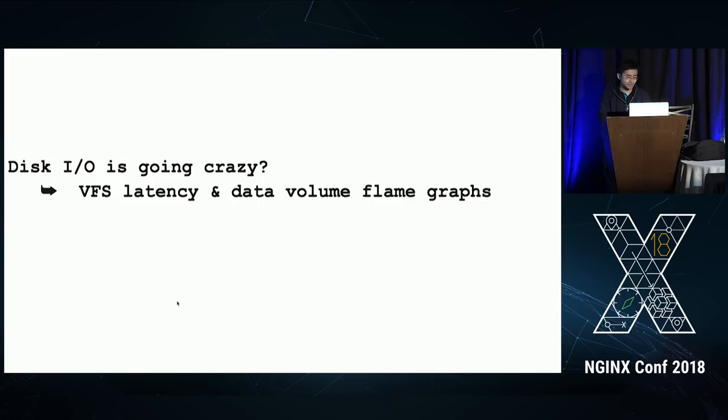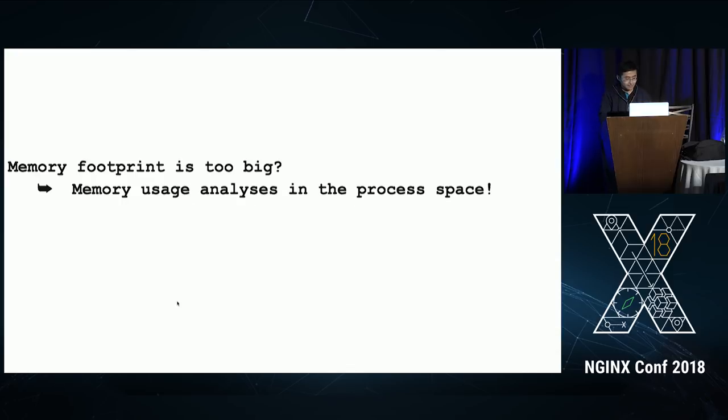So if disk IO is going crazy, you can also get the virtual file system latency or data volume flame graphs. So flame graphs can be applied to other system metrics. What if the memory footprint is too big? We can do memory usage analysis in the process space.